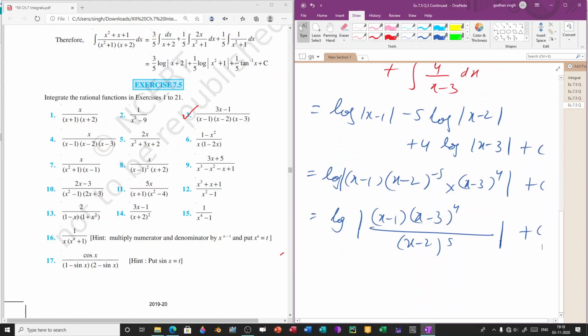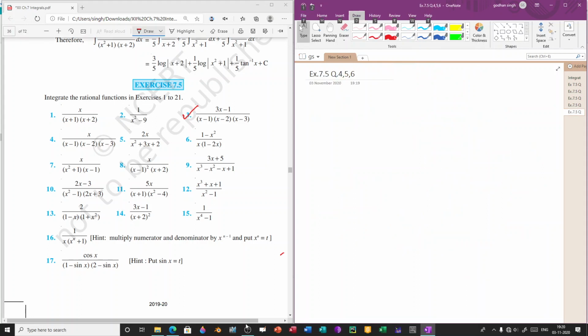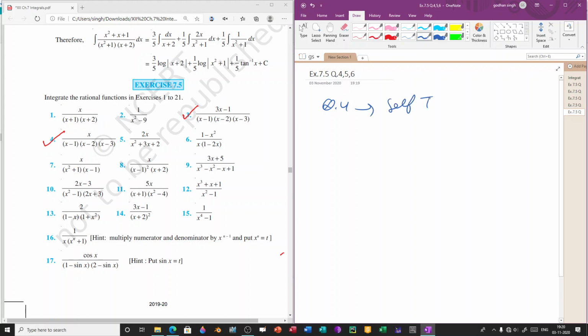So with this, question number 3 is complete. This is the solution of question number 3. Now exercise 7.5, question number 4 will be for self trial, and it is to be done in the same way as question number 3. So you will try on your own, and then we have question number 5.